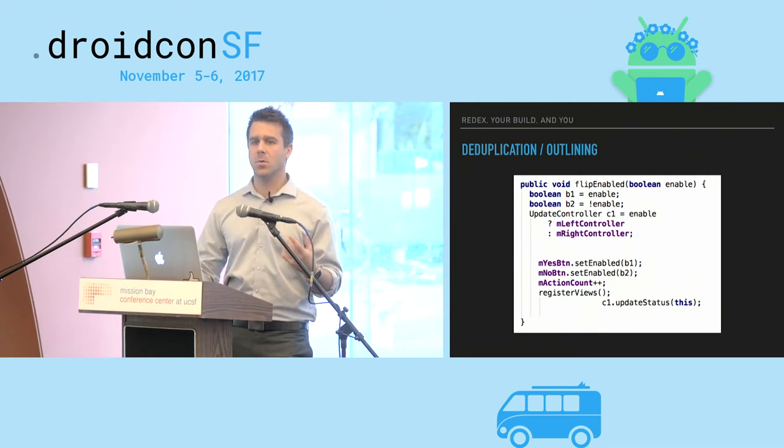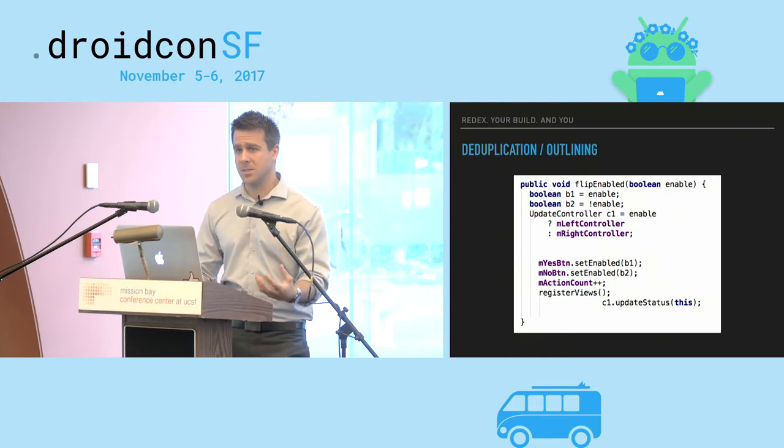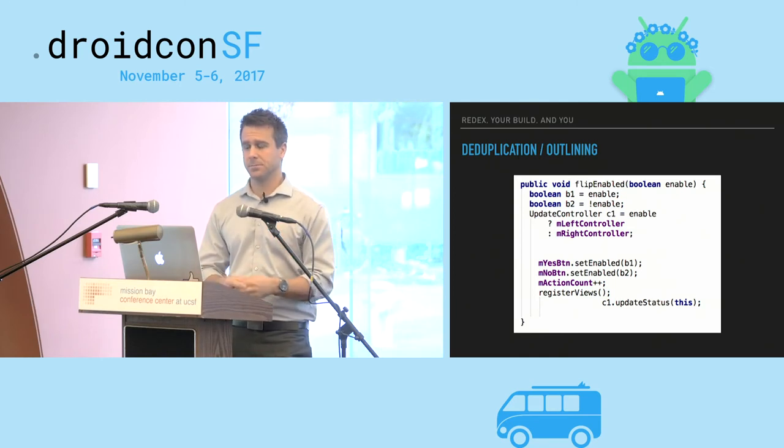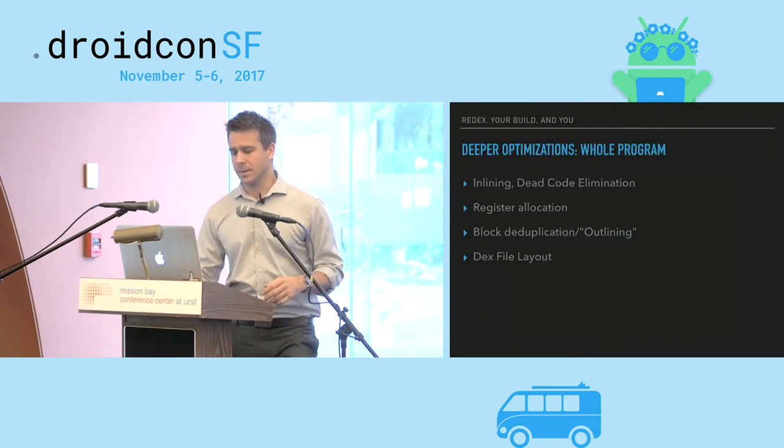It's the opposite trade-off. Normally you inline something so that you don't have a method dispatch, but you're eating some extra code space. It turns out that Android devices are very constrained in their performance on space. And so Redex will occasionally say, okay, I'm going to eat the dispatch in order to reduce the size here. So that's deduplication and outlining.